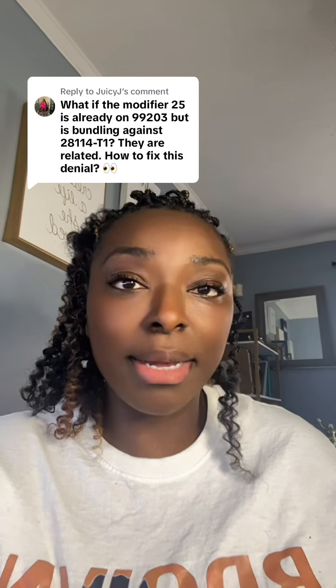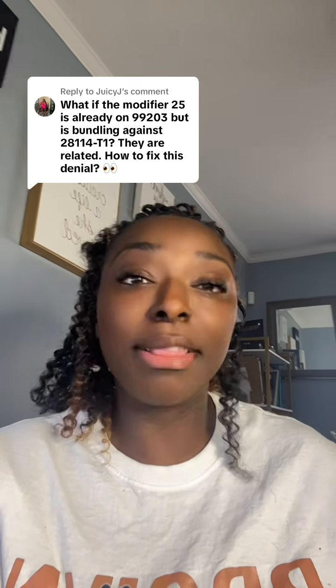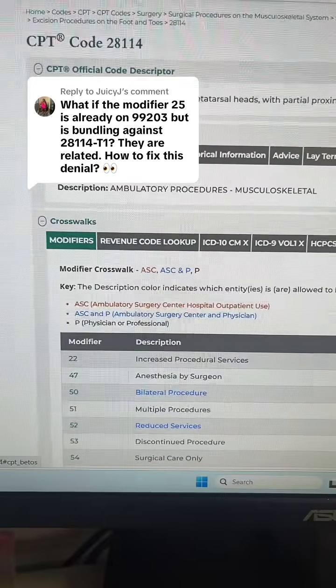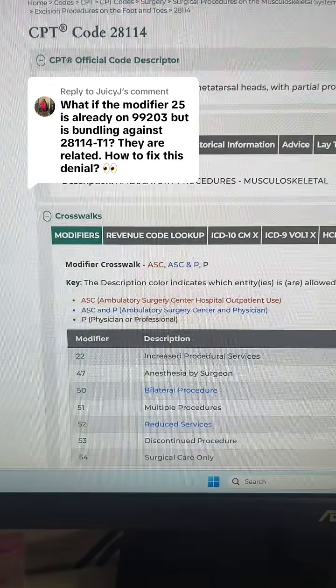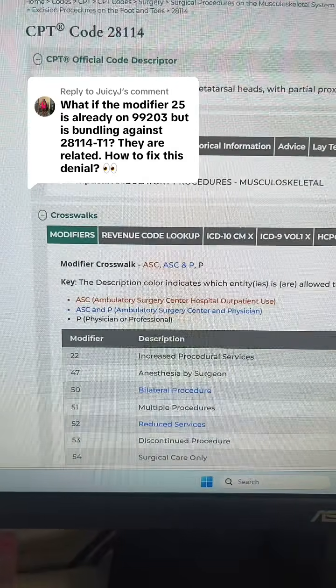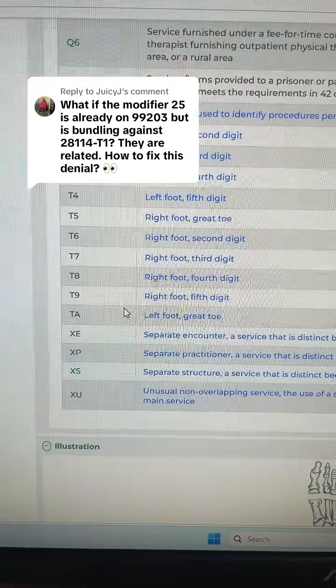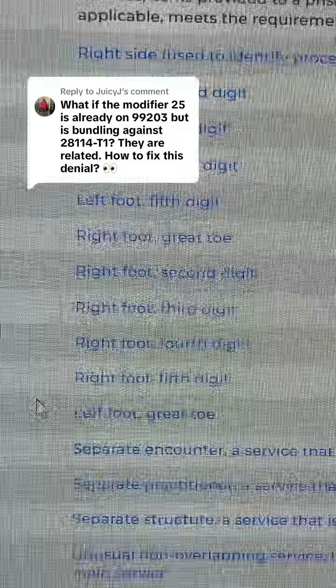Because depending on where you work, sometimes the person that billed is not the person that is working the denial. So you always want to make sure that you're verifying the right CPT codes first. First thing is I'm going to go and look at the code description. And it tells me that 28114 is where they go and remove one of the metatarsal heads. Then you'll see modifier T1. Modifier T1 tells me that that is the left foot second digit.